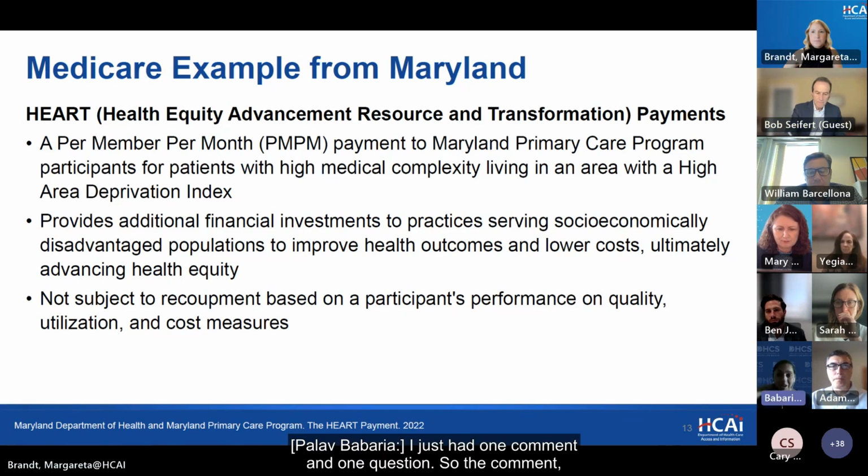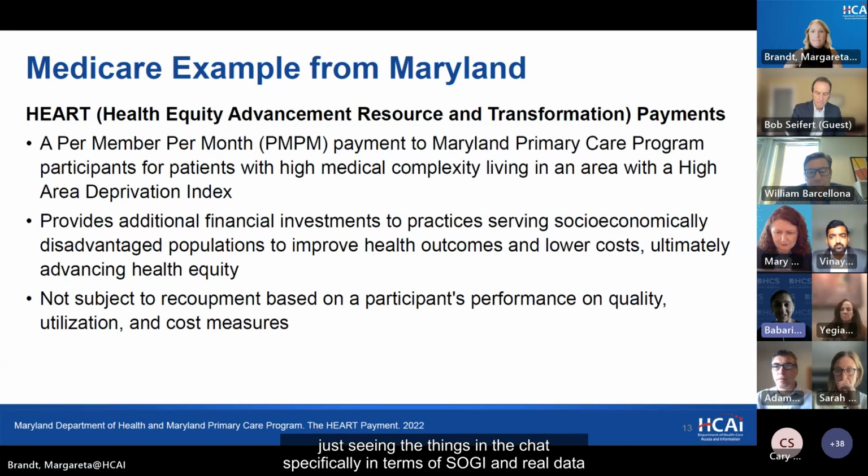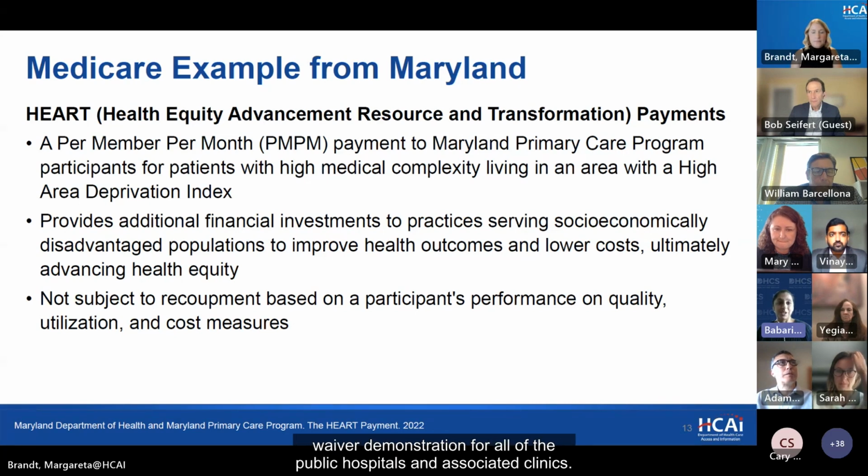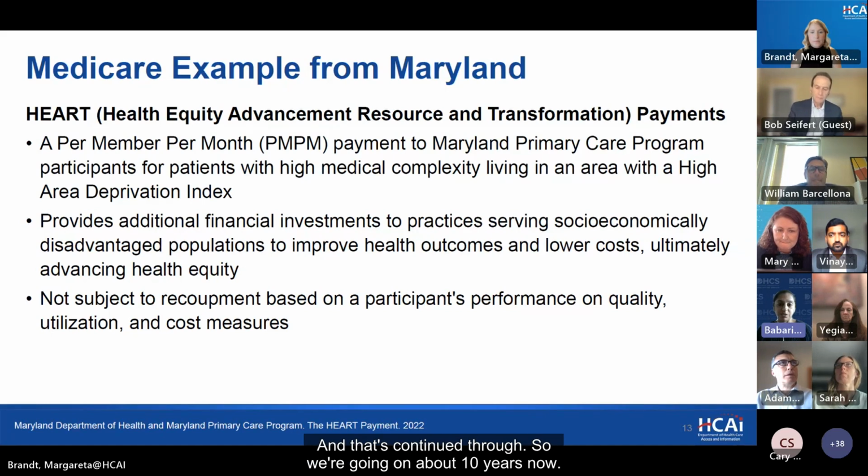I just had one comment and one question. So the comment, just seeing the things in the chat, specifically in terms of SOGI and real data collection, to share the perspective of DHCS, we actually started requiring this of providers as a part of our last 1115 waiver demonstration for all of the public hospitals and associated clinics, and that's continued through. So we're going on about 10 years now.